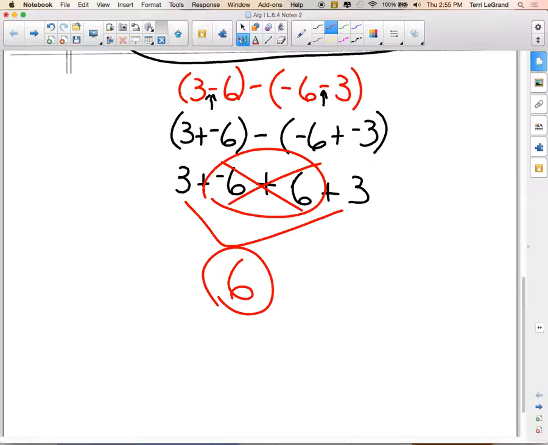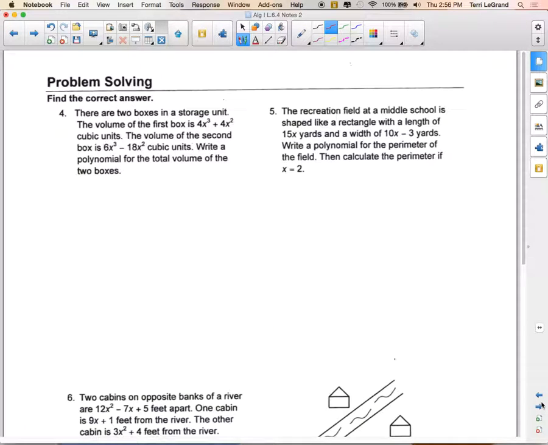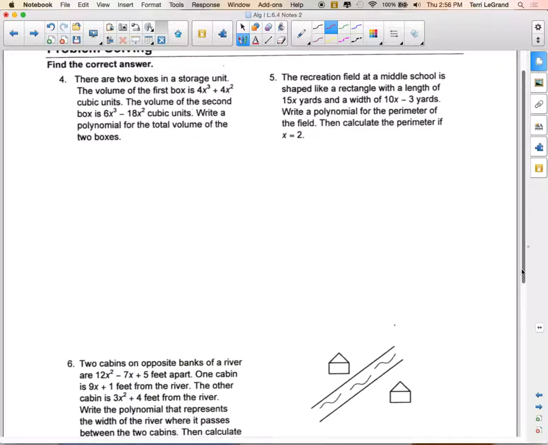Okay, let's go to the back side where we're going to do some word problems. Number 4, there are 2 boxes in a storage unit. The volume of the first box is 4x cubed plus 4x squared cubic units, because volume is three-dimensional. The volume of the second box is 6x cubed minus 18x squared cubic units. Write a polynomial for the total volume of the two boxes.